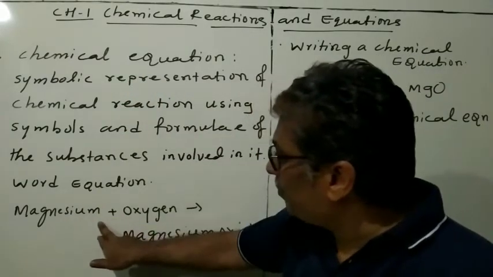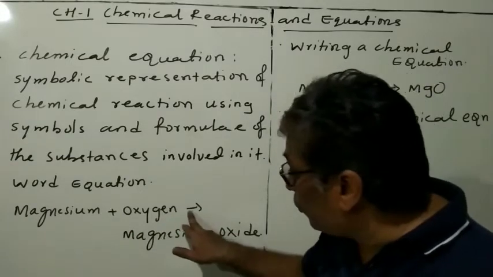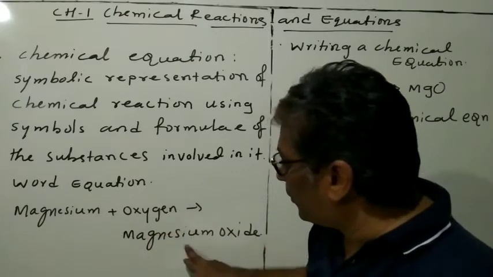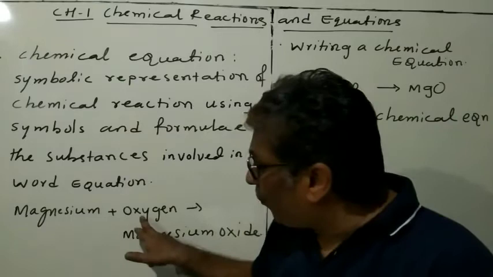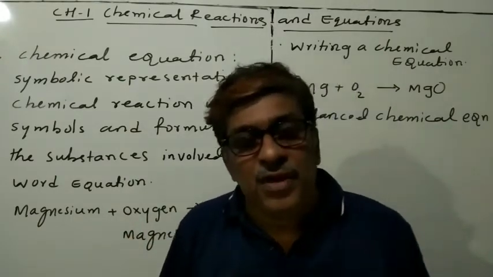See, magnesium plus oxygen gives magnesium oxide, using the words. See here, a plus sign is there, an arrow mark is there. So this is an equation. It is written with words, so that is why it is called a word equation.